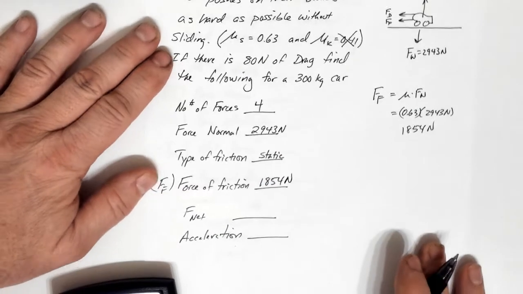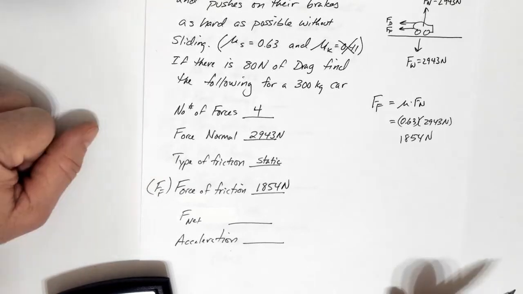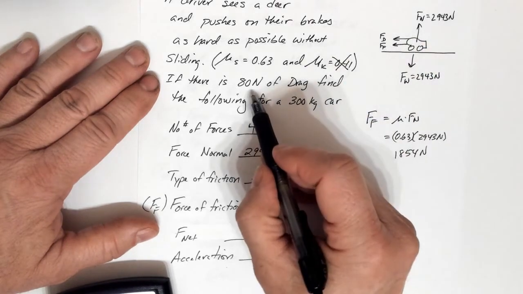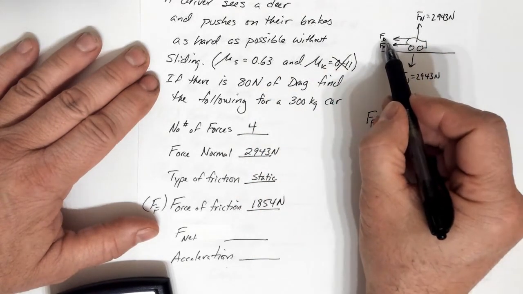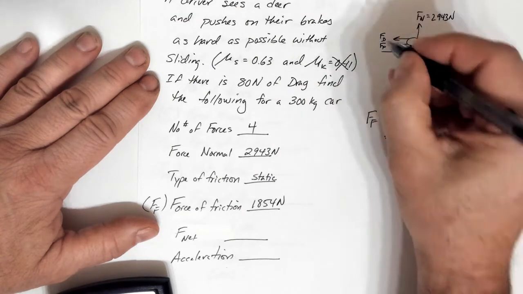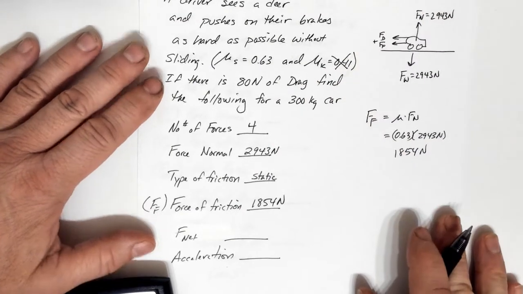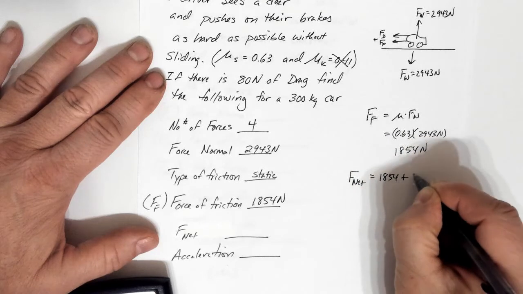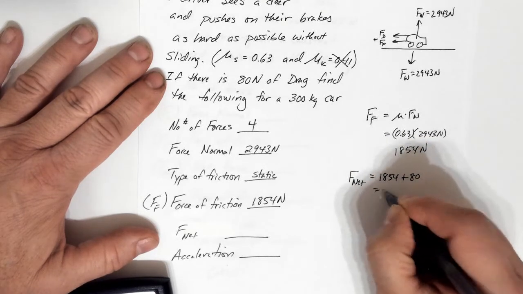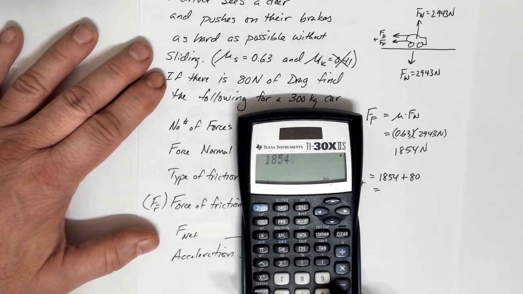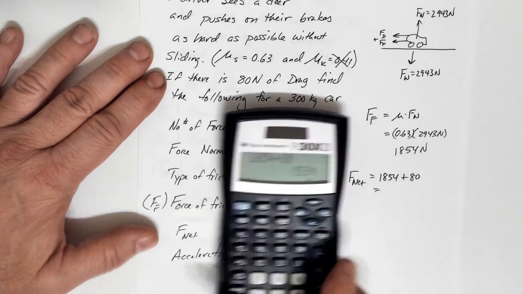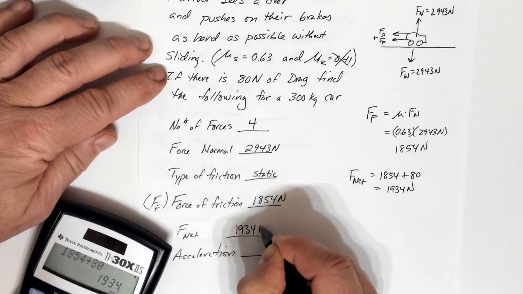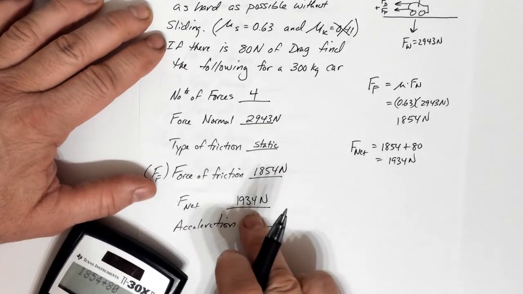Okay? Well, then it asks, what's my net force? Well, I would think since there's no forward force, it would be the friction, but there was some drag mentioned, and drag also resists. So since these two arrows are in the same direction, I need to add those two forces. So the net force will be equal to 1854 plus the 80 newtons of drag. So 1854 plus 80 equals 1934. So 1934 newtons is the total net force I'm experiencing.